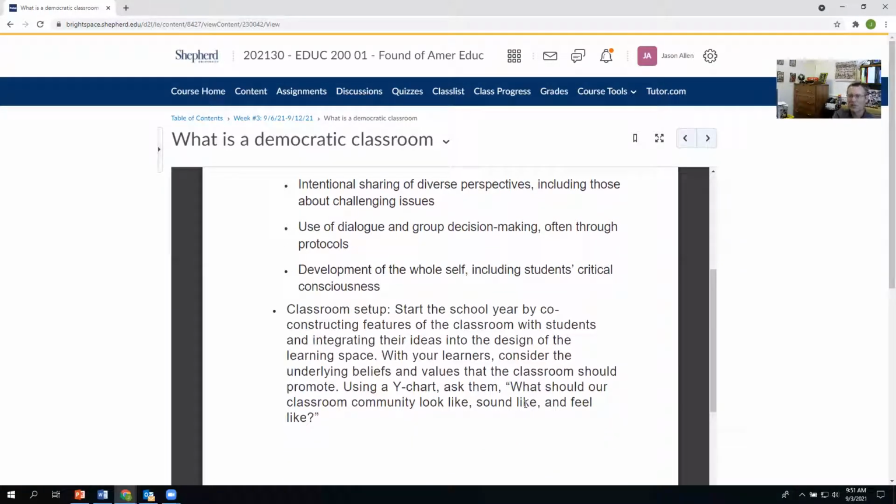Again, you talk. That's the key to democracy, whether you're in government, in a classroom, or in your home. You have to have strong dialogue. And you usually have to have protocols and rules. For example, here at Shepherd, when we go to a meeting, we use something called Robert's Rules of Order, and everyone has to follow those. Those rules of order establish how we discuss, and they establish rules of respect.